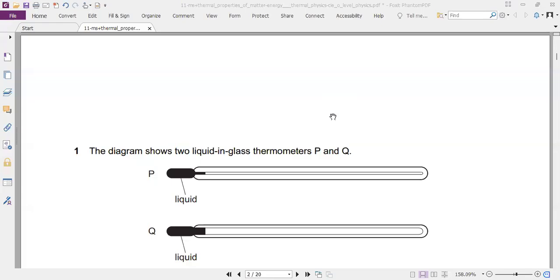So this video provides answers and explanations to the MCQs related to thermal properties of matter that include specific heat capacity, thermal expansion, and all related topics.